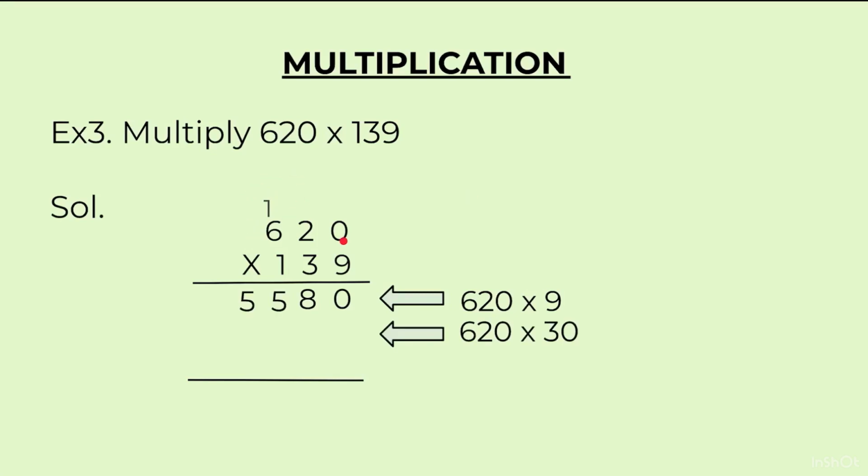In the next line, we are actually multiplying 3 at the tens place with 620. 3 at the tens place means 30. So, to take care of the 0, we'll write 0 here and then we will multiply 3 by 0, which is 0. 3 twos are 6. 3 sixes are 18.